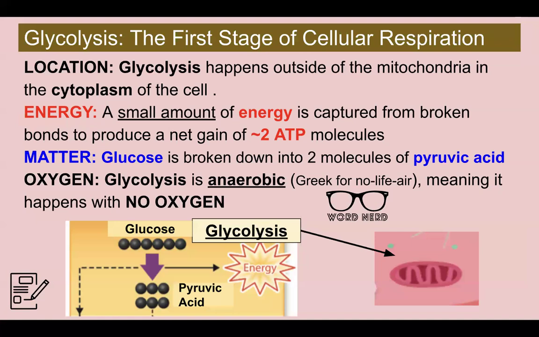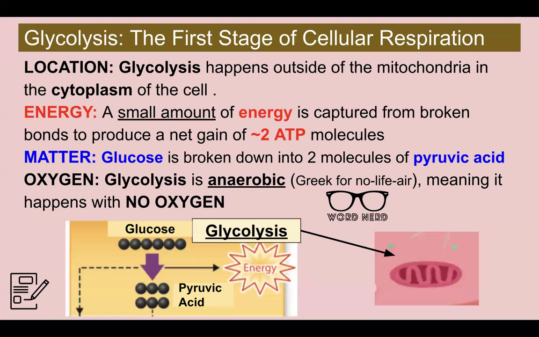The energy produced during glycolysis: only a very small amount of energy is captured from the broken bonds in glycolysis to produce a net gain of about 2 ATP molecules. Now, depending on what source you're reading, these ATP levels I'm going to give you are changing, but the thing to know is, relative to the overall process of cellular respiration, glycolysis produces a small amount of ATP.